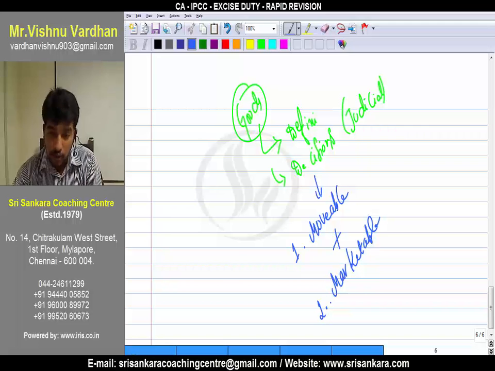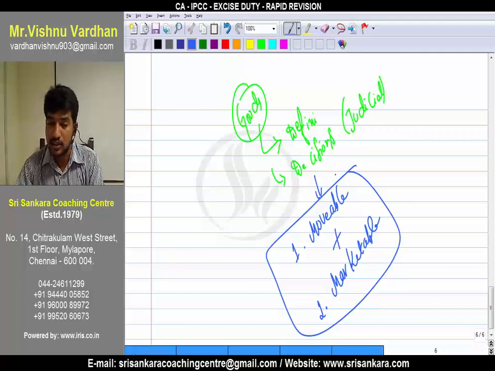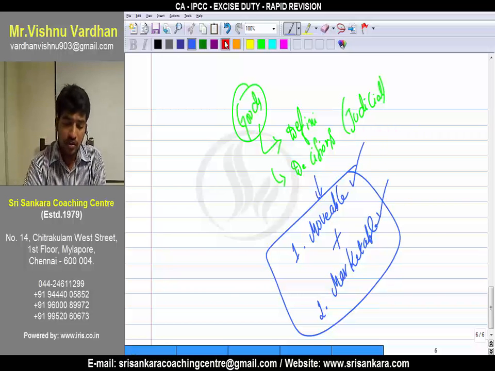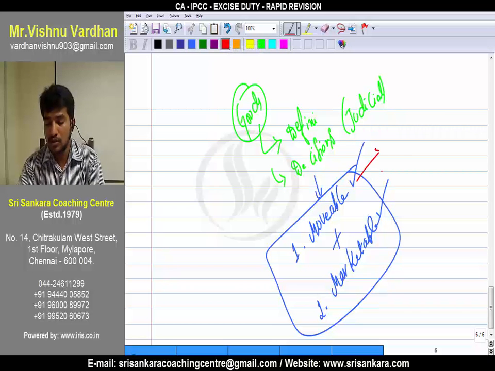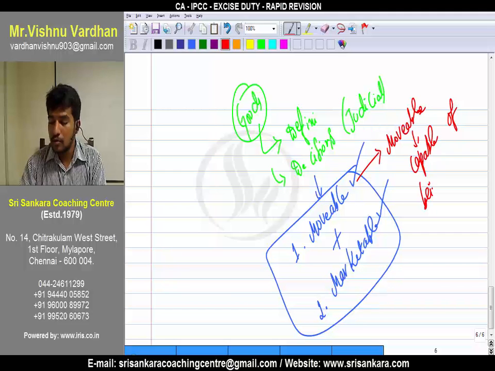We are talking only about excise duty, so here we are taking the definition of goods for the purpose of excise duty. If you summarize all the definitions and judicial decisions, we can come to the conclusion that goods should simply be movable and marketable. So what is movable? What is marketable? Generally, movable means the goods should be capable of being brought into the market.